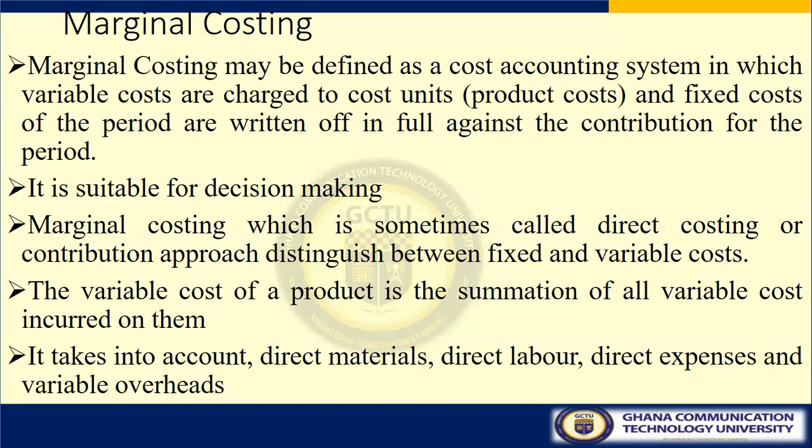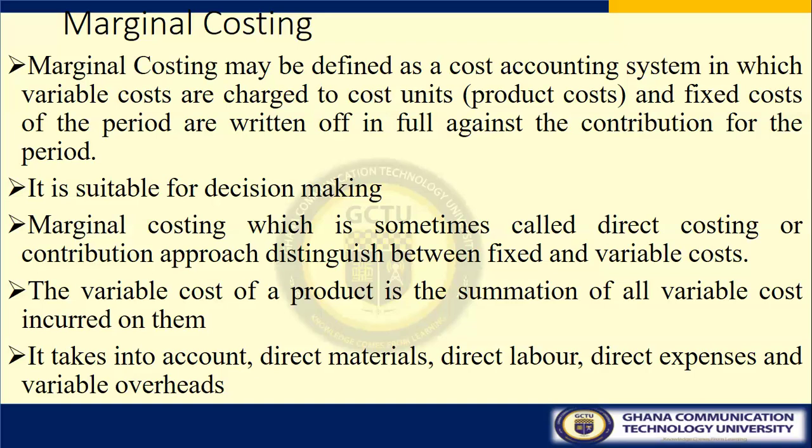So we know the contribution. We know contribution is our gross profit, right? So we don't consider fixed cost before arriving at the contribution. We are saying that in marginal costing, we consider variable cost as the total cost of production, as the product cost. We don't consider fixed cost as part of the product cost.